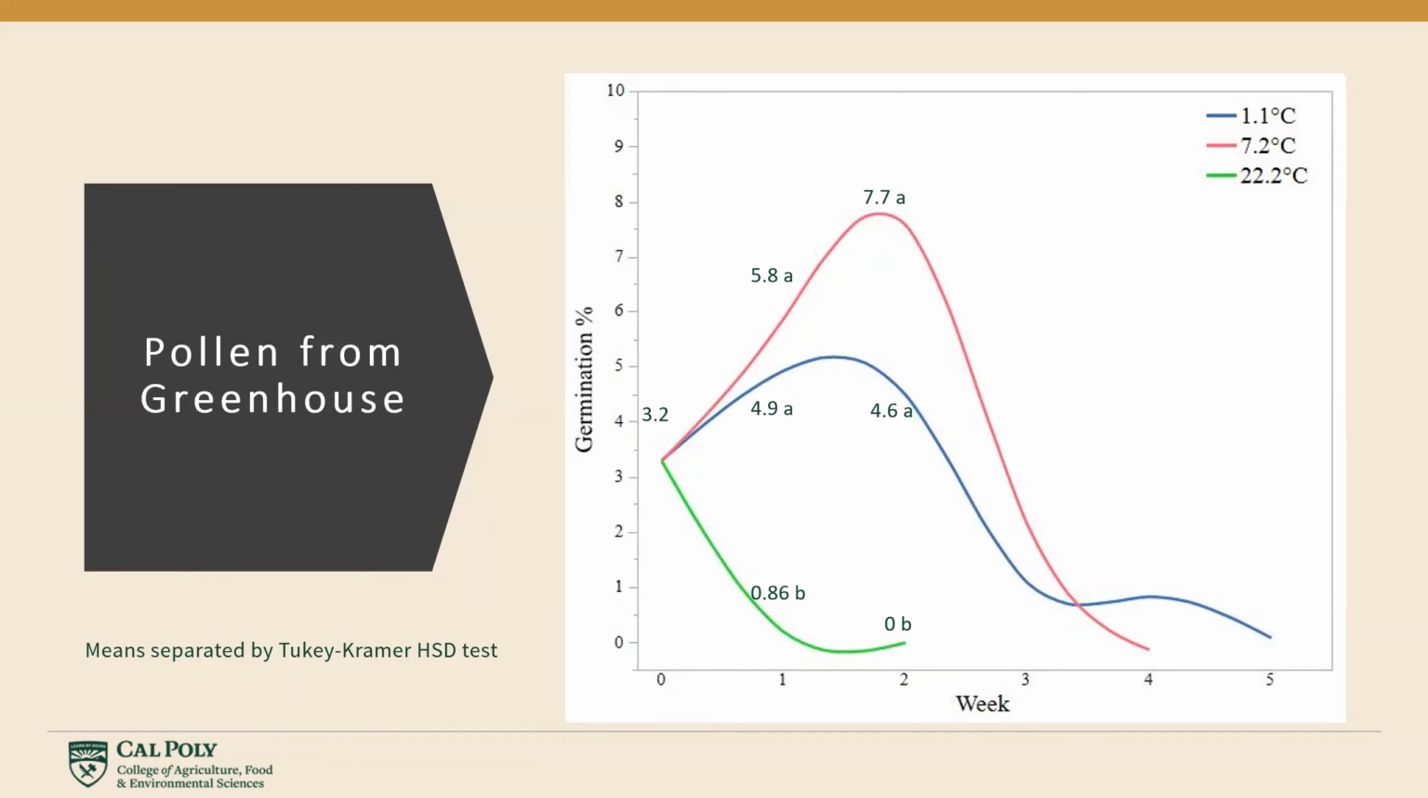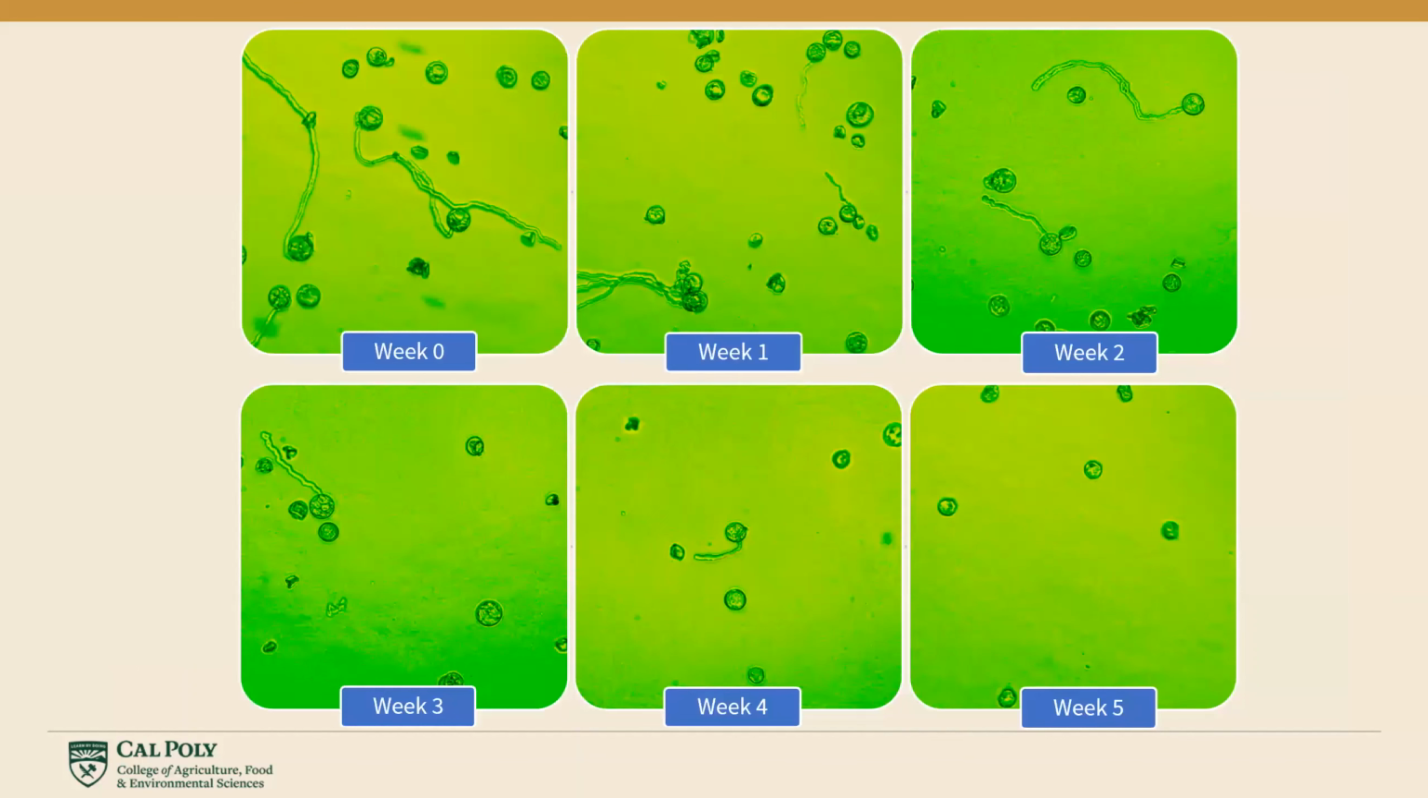The pollen from the greenhouse trial stored at 1.1 degrees Celsius remained viable for 4 weeks before showing no signs of germination at week 5. So here's a visual representation of how the pollen looked each week after storage all the way up to week 5. As you can see, there is more germinability in the earlier weeks, and then weeks 3, 4, and 5 had very little germination, with no germination in week 5.